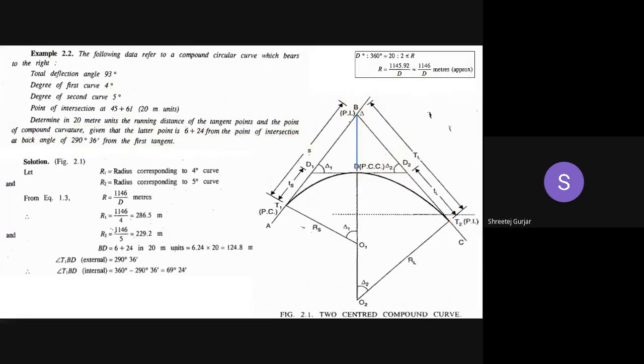Okay, and this particular angle that they have given is 290 degrees. If you subtract this 290 from 360, you will get this angle. You can see it is calculated over here: 69 degrees 24 minutes. So this angle is 69 degrees 24 minutes. Why have they given us this data? Because we will be requiring this data for calculations. Later we will check how to solve this.